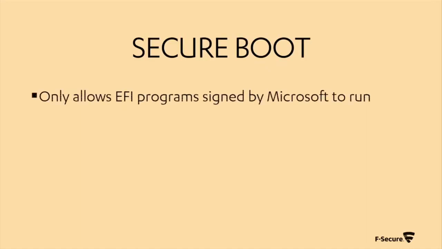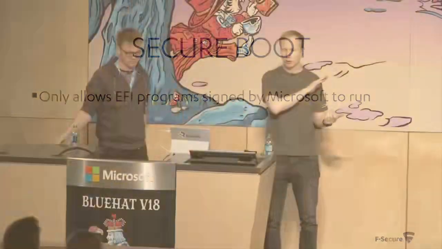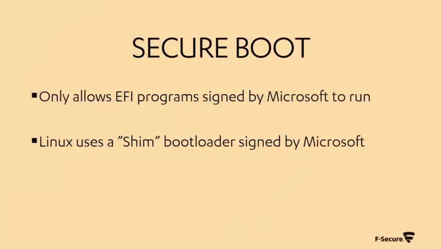So, secure boot, for example, is designed to prevent people from getting in between the firmware initialization and the OS start and tampering with the code in between there. So it only allows bootloaders, EFI programs signed by Microsoft to run. But to be able to boot Linux, for example, there's a special bootloader that you can use as a shim in the middle between the EFI firmware and your OS loader, which is signed by Microsoft to allow these Linux distributions to actually work on modern machines with secure boot.